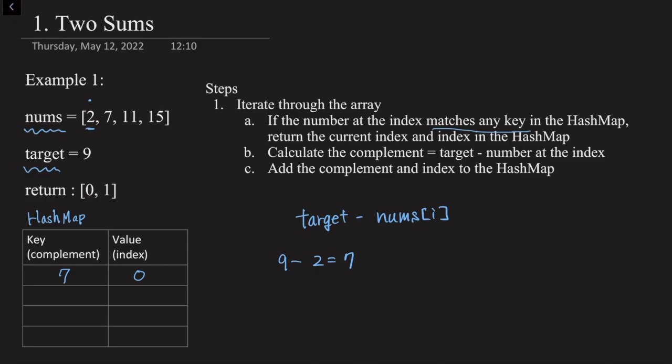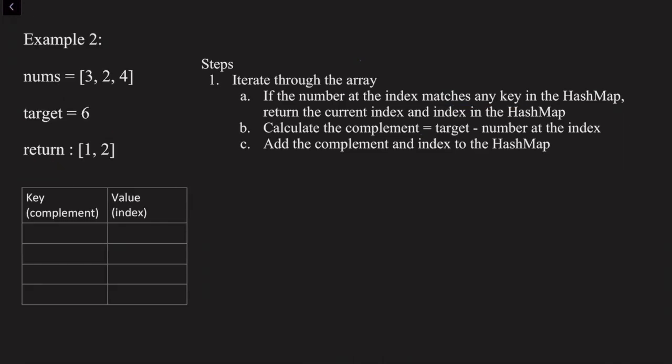So next we're going to look at index 1, and we can check if the number at the index, which is 7, matches any key in the hash map. So does 7 exist in the hash map, in the keys? Yes, it does. So in that case, we're going to return the current index, which is 1, and the index in the hash map, which is 0. So we can now return 0 and 1. Pretty simple. Let's look at another example just to be sure.